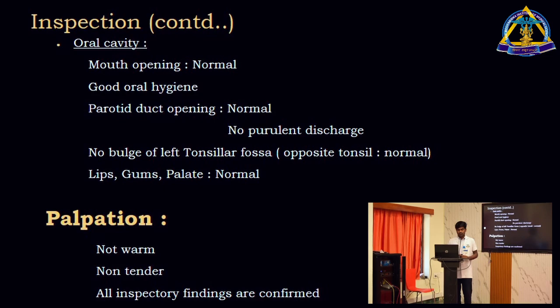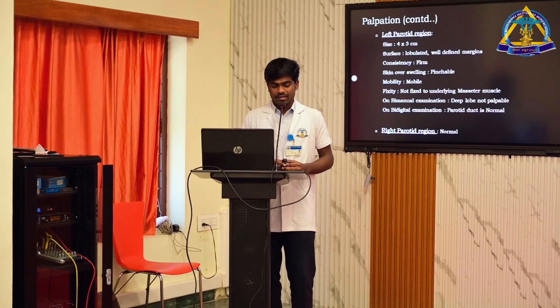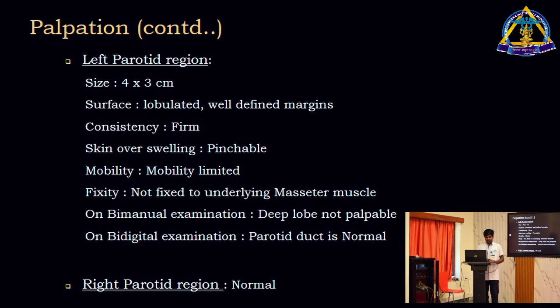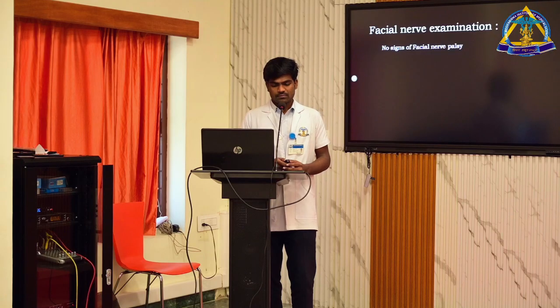Palpation: not warm, non-tender. Inspectory findings are confirmed. On the left parotid region, a single swelling of 4 x 3 cm size, which has a lobulated surface, well-defined margins, firm in consistency. The skin over the swelling is pinchable, and the swelling is mobile and not fixed to the underlying masseter muscle. On bimanual examination, the swelling is superficial. The deep lobe is not palpable, which means it's normal. On bidigital examination, parotid duct is normal. The right parotid region is normal.